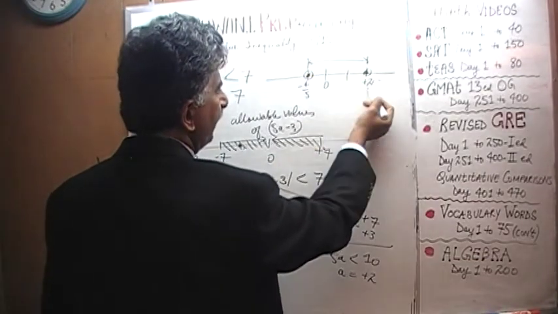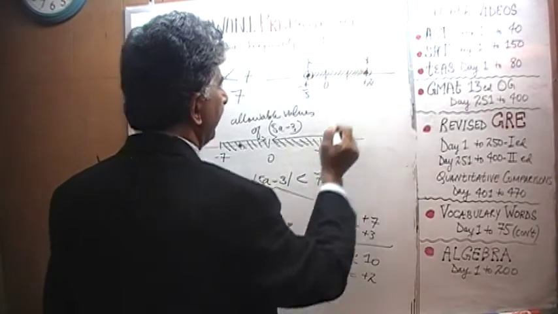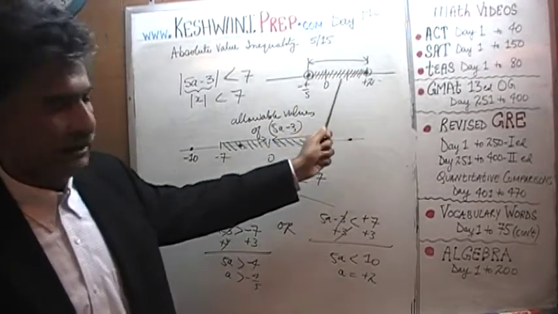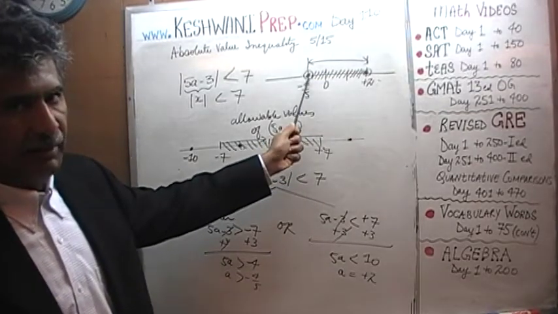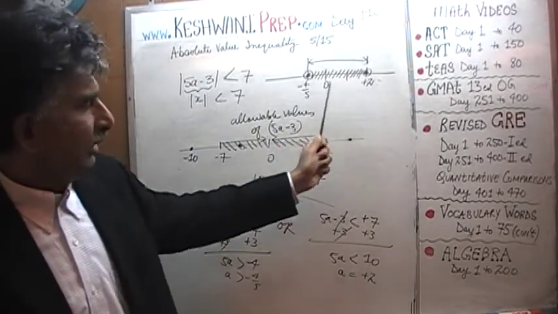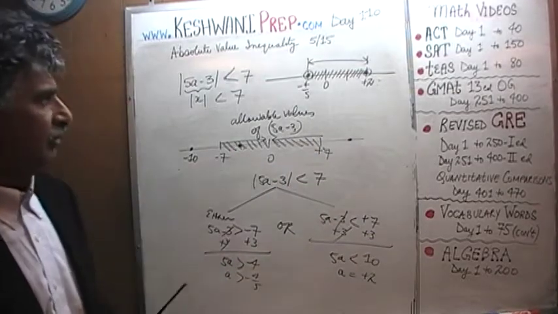Between negative 4 fifths and positive 2, these are the allowable values of a. A can be any value it wants to be between negative 4 fifths and positive 2. It cannot be the values at the endpoints. It cannot be negative 4 fifths exactly. It cannot be positive 2. It has to be more than negative 4 fifths and less than positive 2. And that's your solution set.